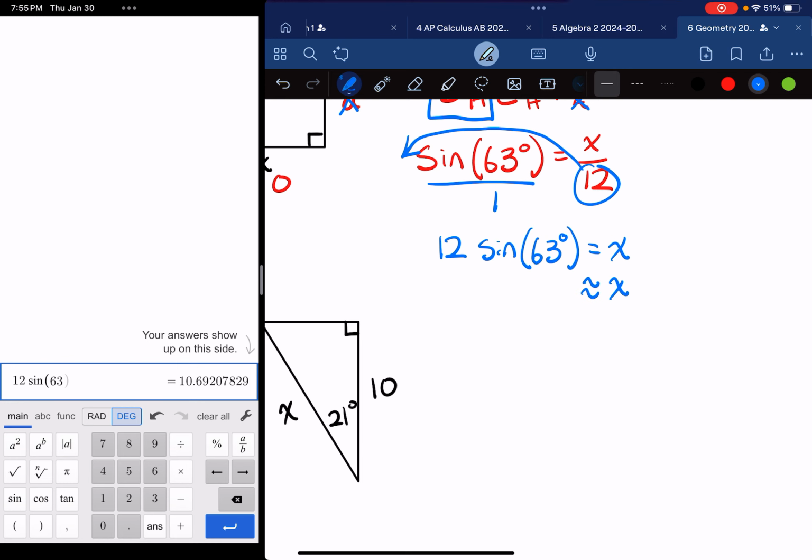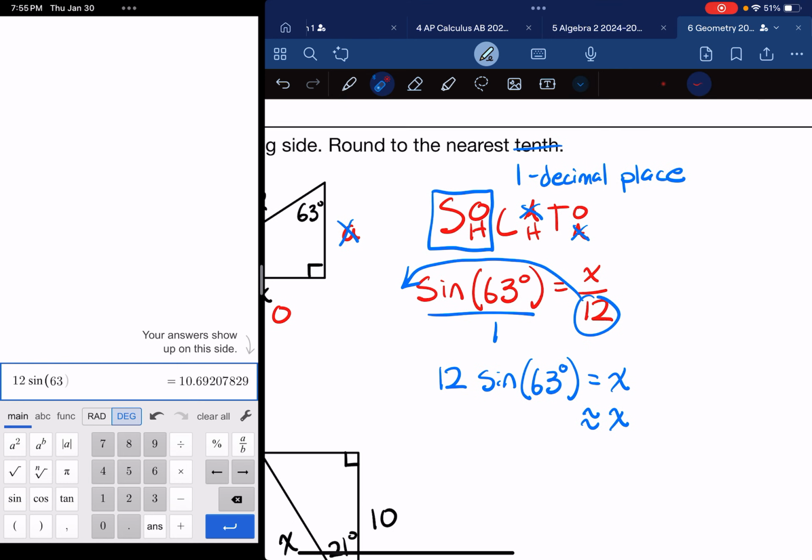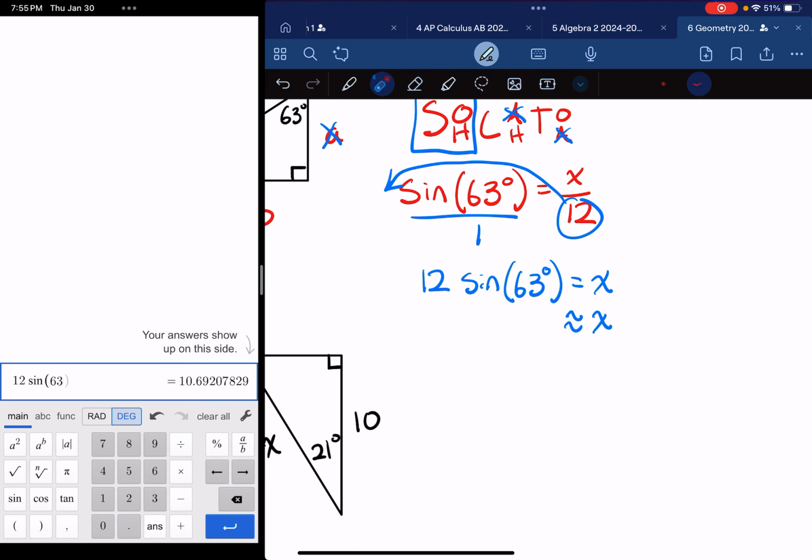So I can say my answer, x is approximately, and then where are we running? To the nearest one decimal place, or the nearest tenth. So I have 10.69, and that's going to turn into a 10.7. So this is going to be 10.7 for my final answer.